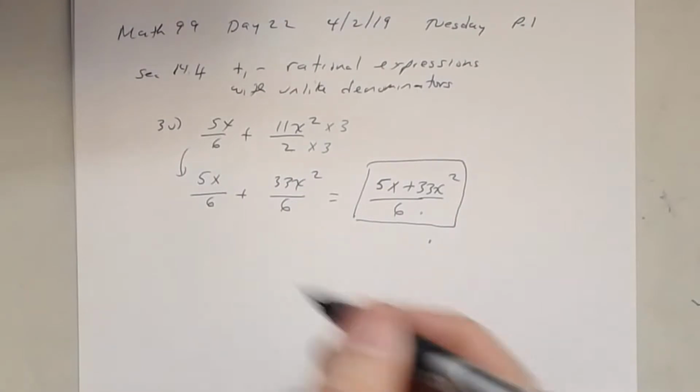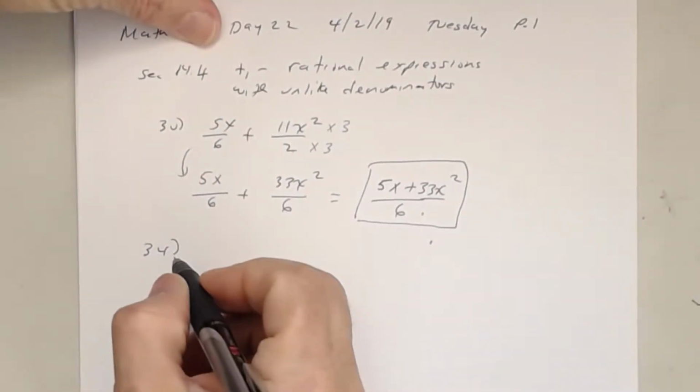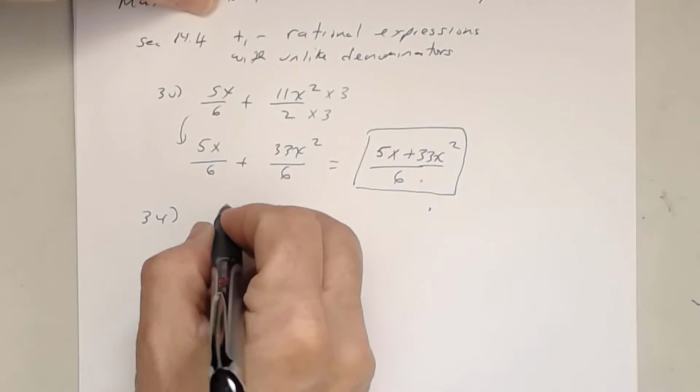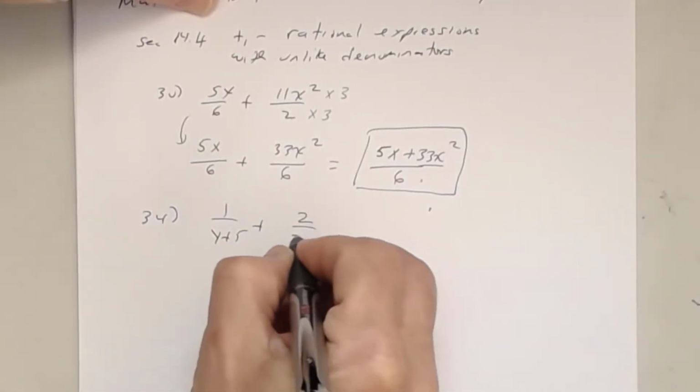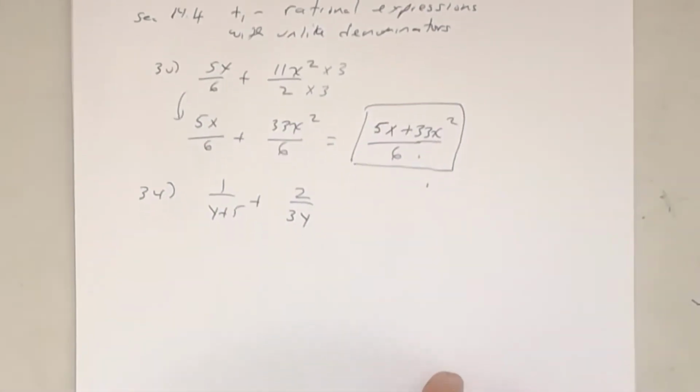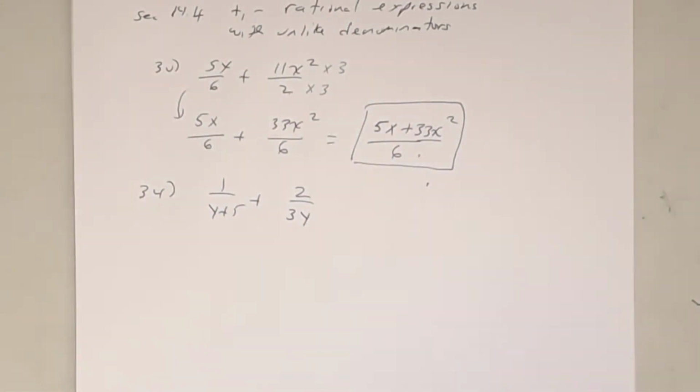34 was this. You have 1 divided by y plus 5 plus 2 divided by 3y. All right, so again, you want to add those rational expressions. You've got to find the LCD. Before you find the LCD, you've got to factor the denominators. Can you factor these denominators? No. So what's the LCD? Remember, the LCD has to include every factor that's in the denominator.